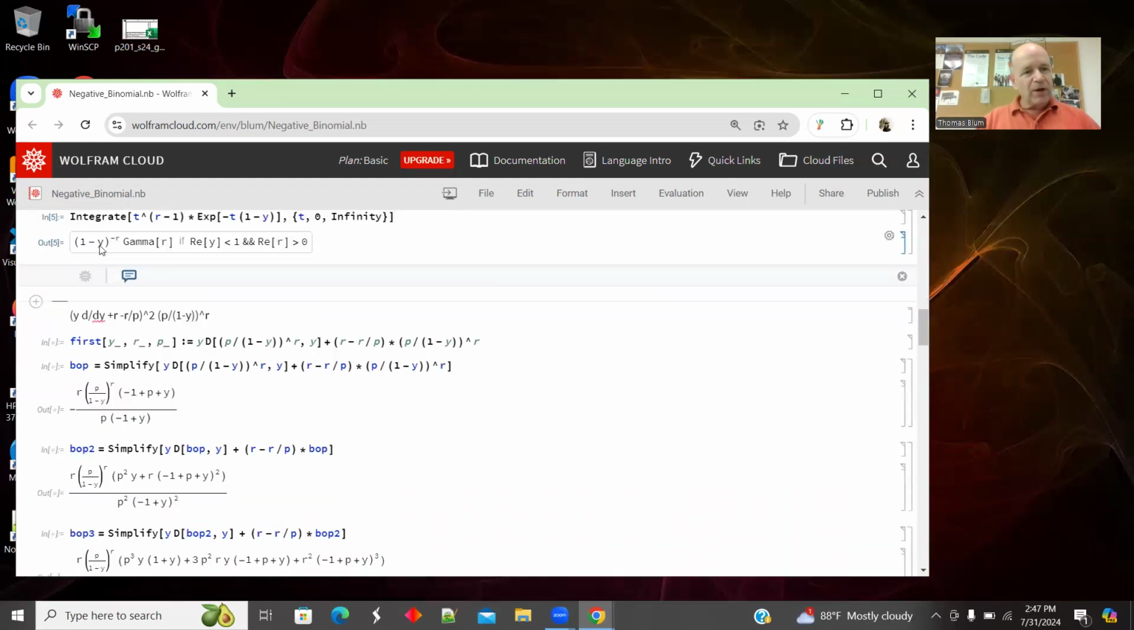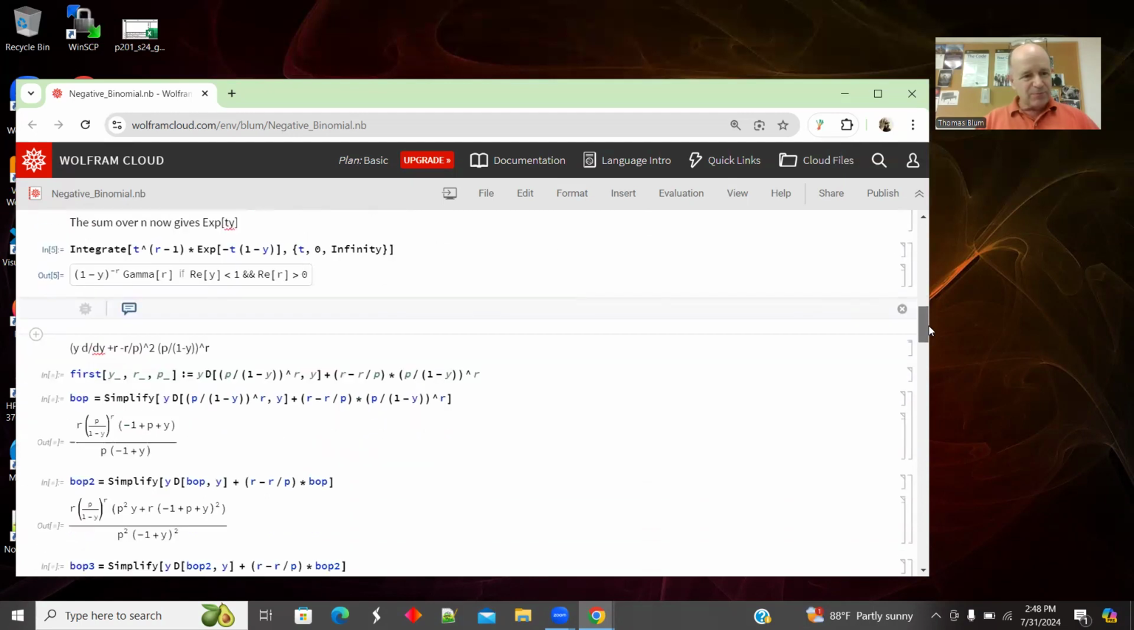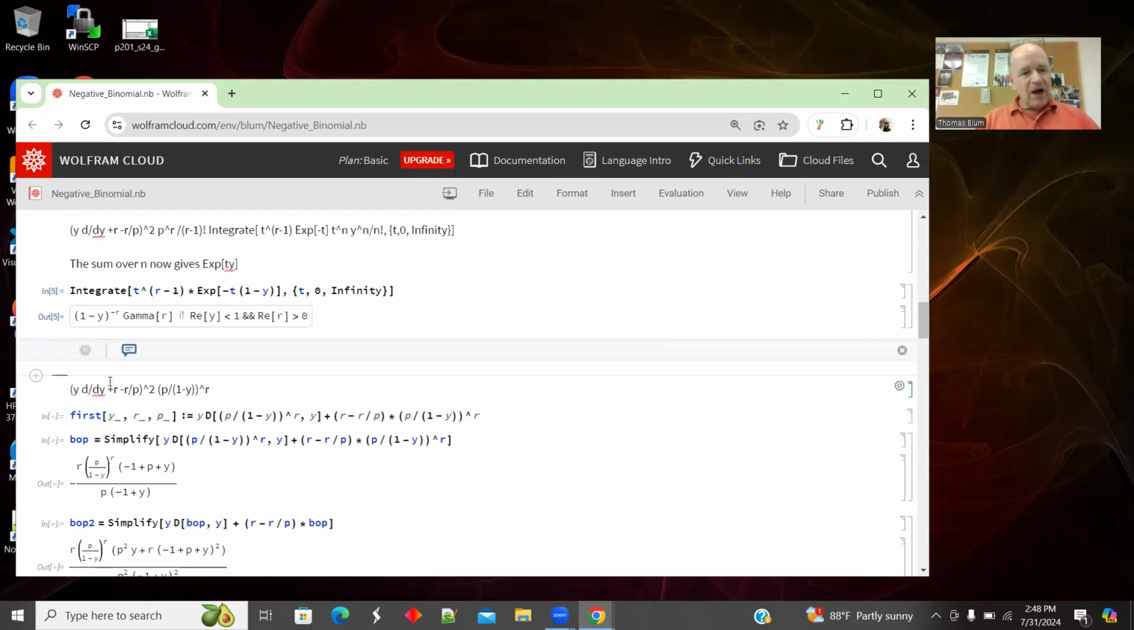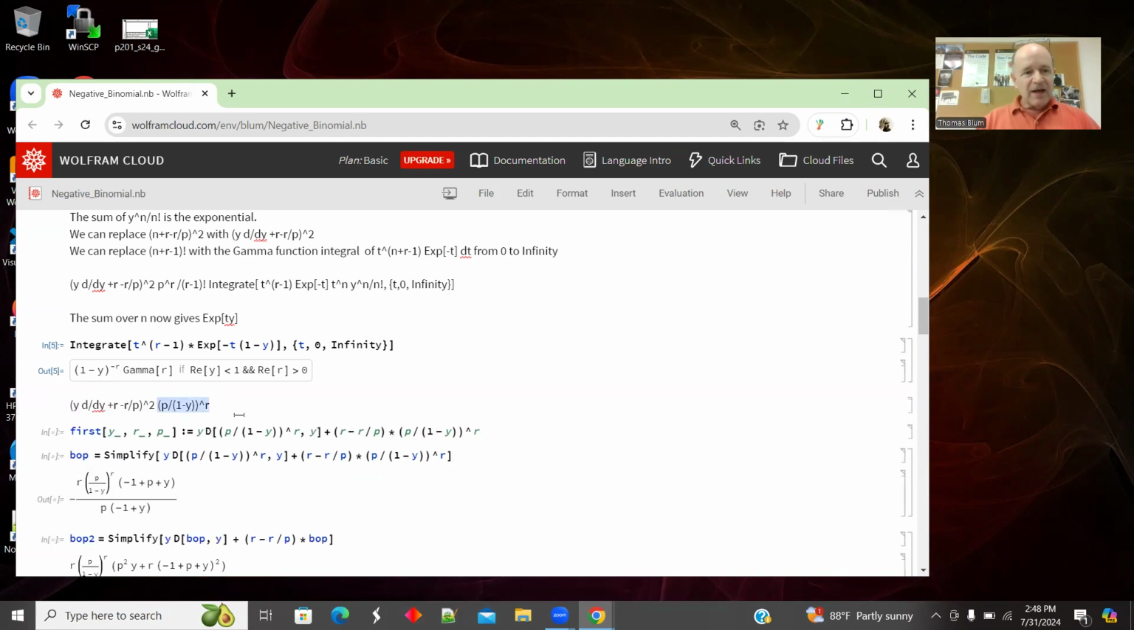And it gives me 1 minus y to the r. It gives me gamma of r, which is r minus 1 factorial. So that is canceling the r minus 1 factorial that was there previously. And so now I have all of this then simplified. After I do that integral, I have a p to the r that's still around, and a 1 minus y to the r in the denominator.